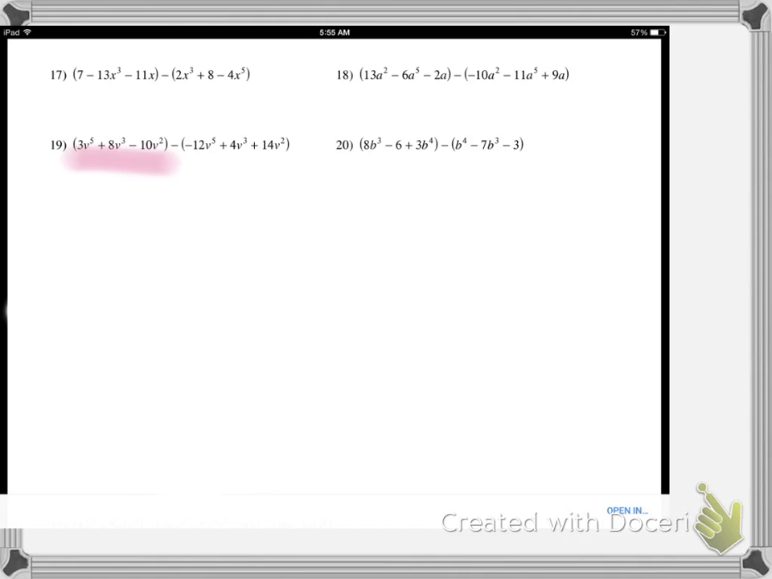Let me see if I can get my color straight here. Give me 1 second. Okay, I think I'm good here now. I have three terms on this first one, this one, and this one.